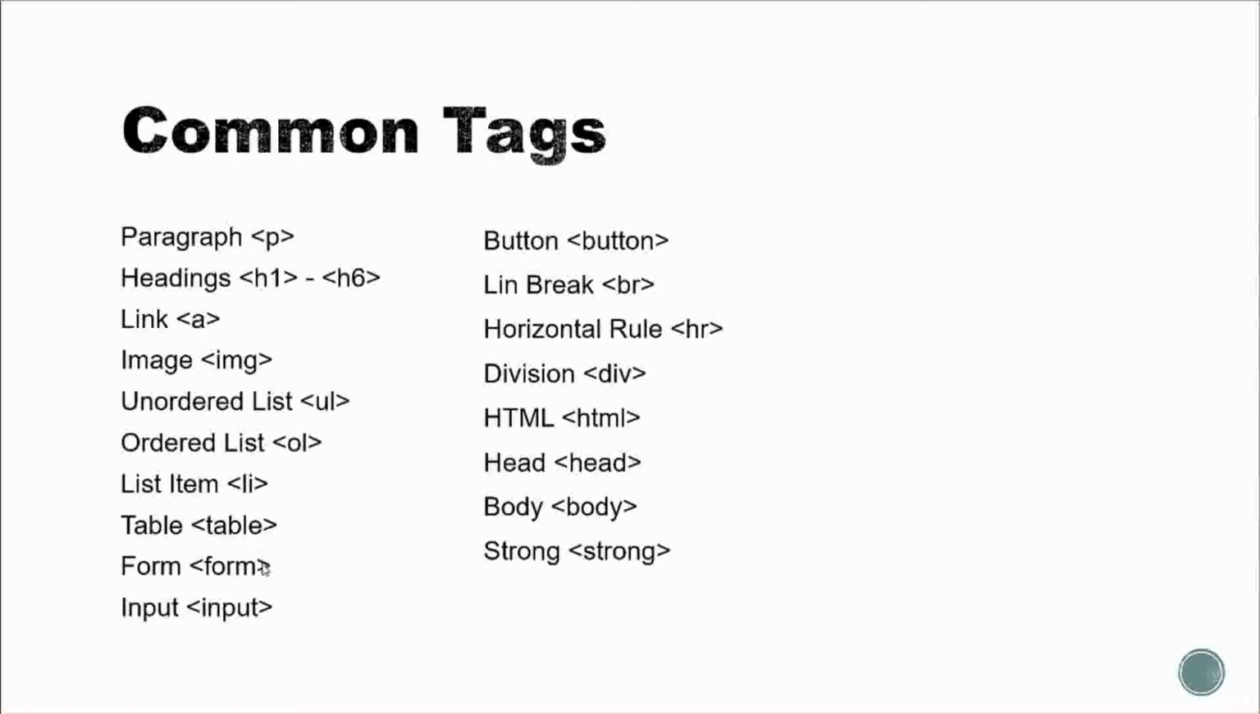We have table, form, input, button, line break, horizontal rule, which will put a line across the page or across the element, division or div tags, which are used to separate your markup, and you can add classes and IDs, which we'll get into later. And then of course our structure tags like HTML, head, body, and then the strong tag is used to increase the font weight of the text.